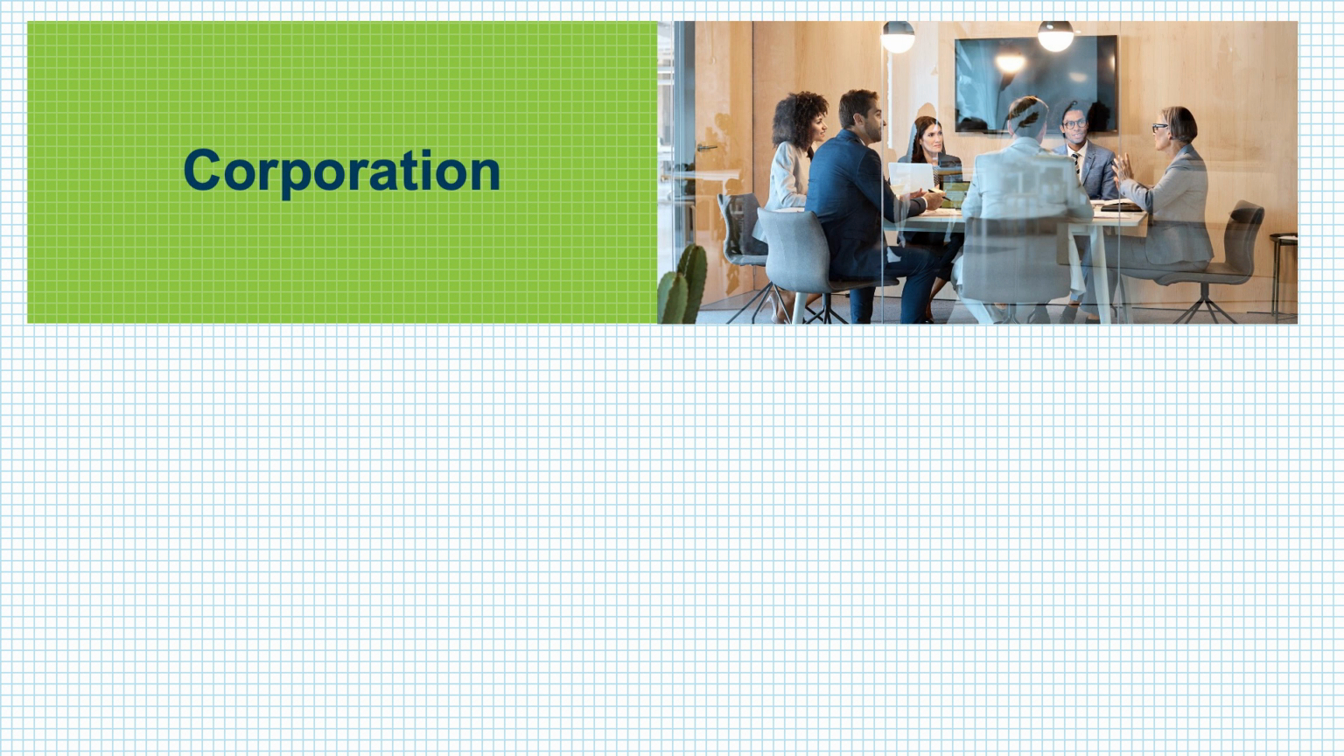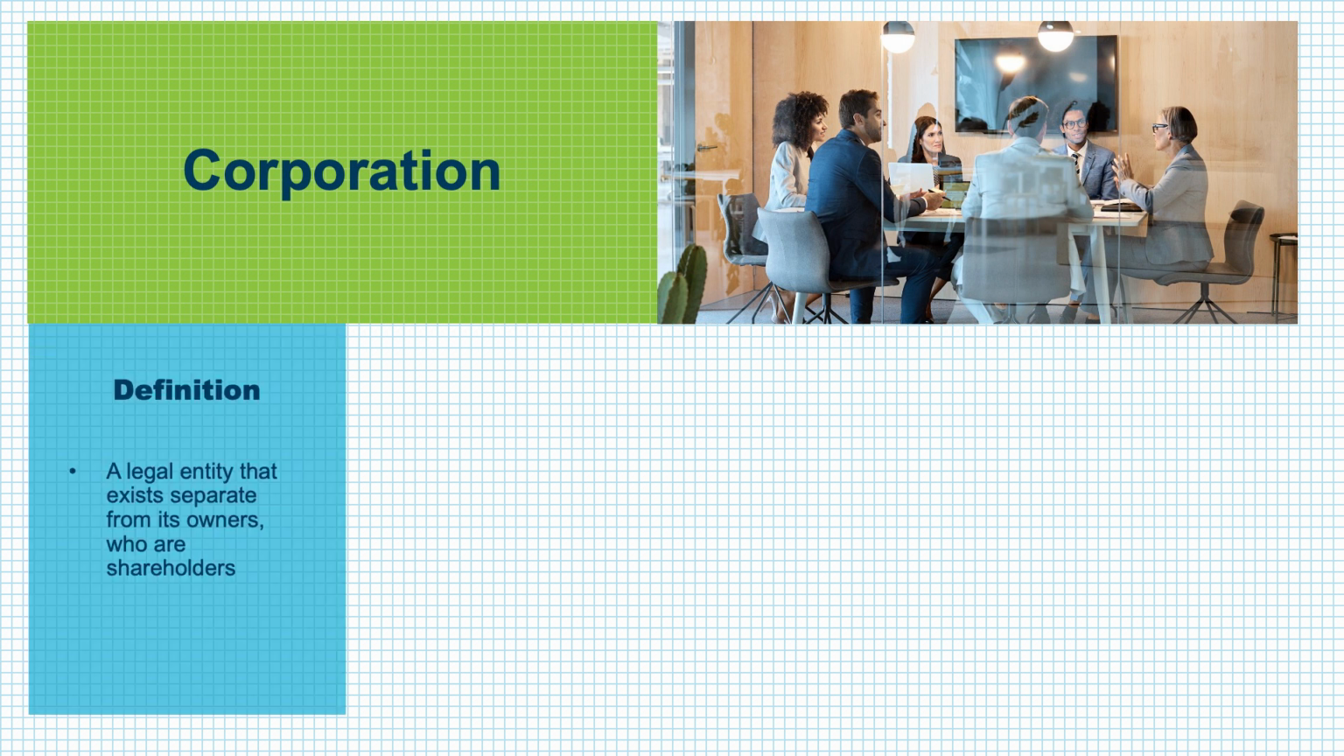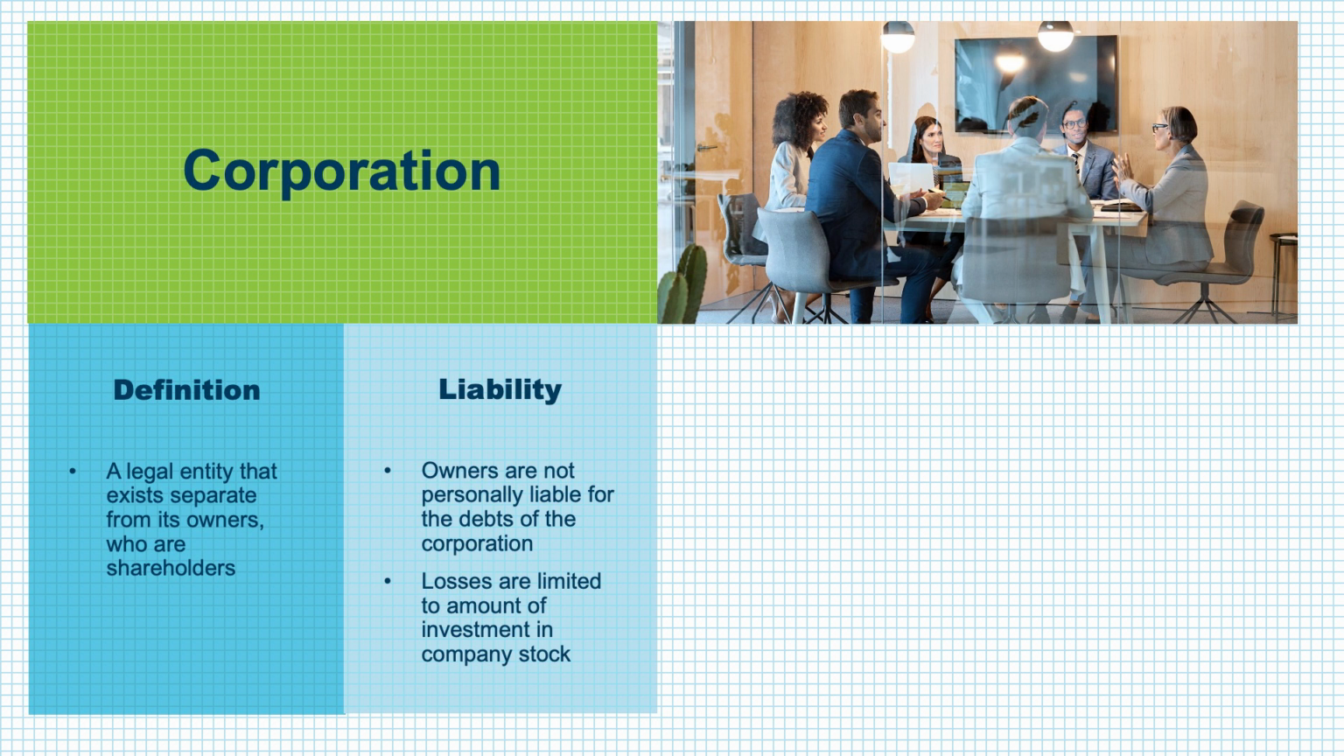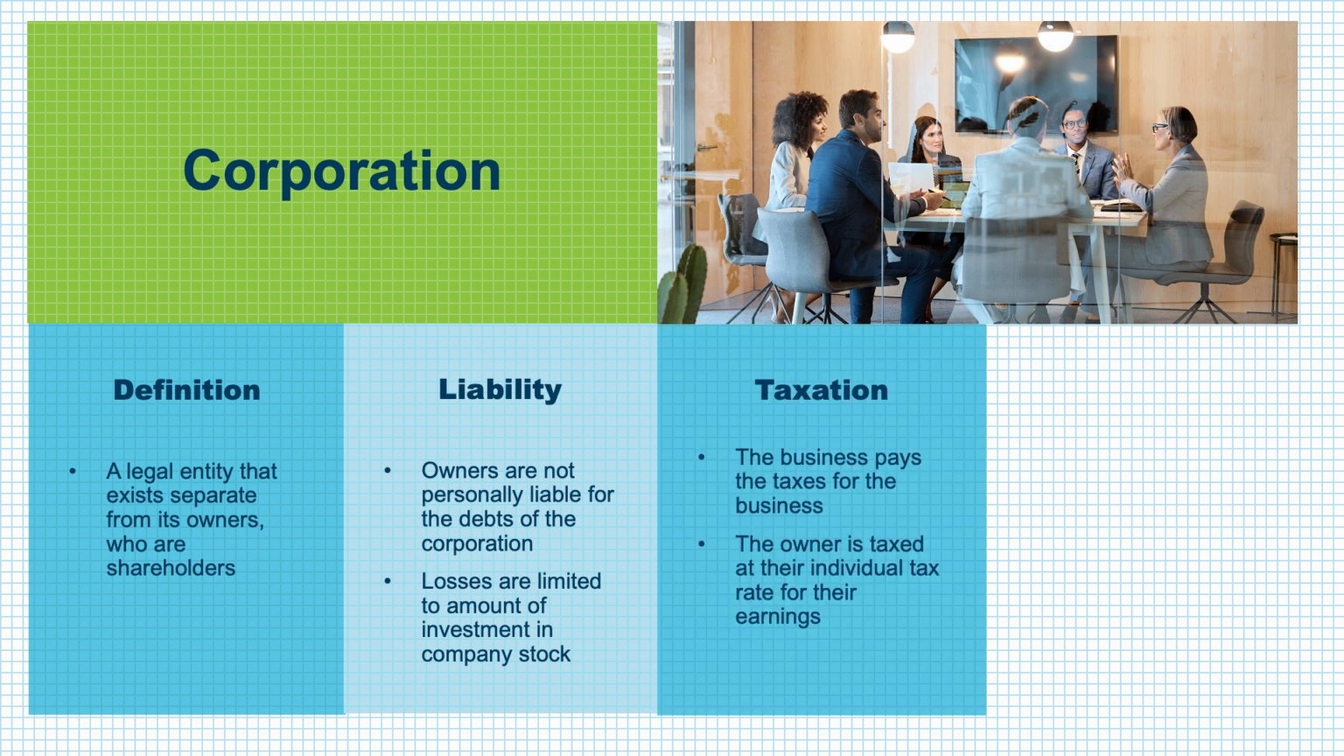Next, we'll talk about the corporation. The corporation, sometimes called a regular corporation or a C corp, is very different than the other business entities. It is a legal entity that exists separate from its owners, who are shareholders. The owners are not personally responsible for the debts of the corporation. Losses are limited to the amount of their investment in company stock. The business pays the taxes for the business profit, and the shareholder will pay taxes on their personal earnings.